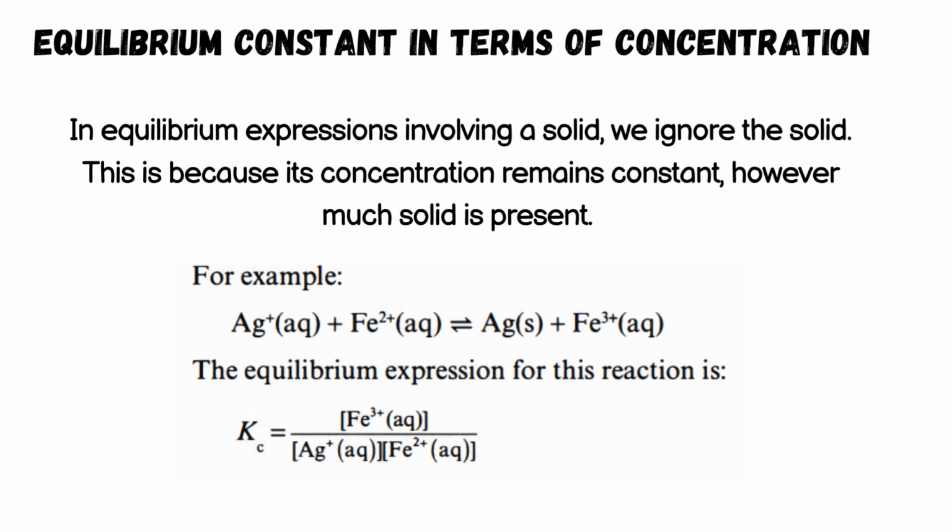In equilibrium expressions involving a solid, we ignore the solid. This is because its concentration remains constant, however much solid is present. For example, Ag+ aqueous plus Fe2+ aqueous gives Ag solid plus Fe3+ aqueous. Equilibrium expression for this reaction is Kc equals concentration of Fe3+ aqueous over concentration of Ag+ aqueous times concentration of Fe2+ aqueous.